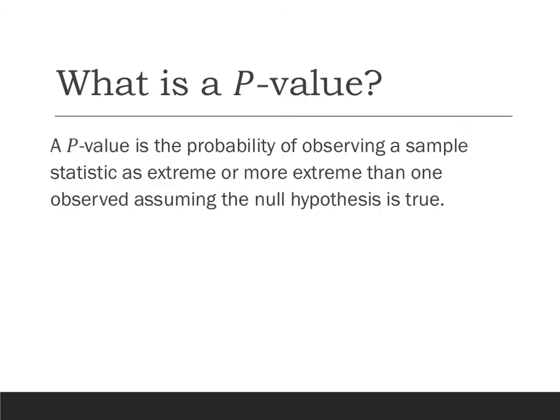All right, so here's our definition for a p-value. Again, just from our textbook, we're told that a p-value is the probability of observing a sample statistic as extreme or more extreme than one observed, assuming the null hypothesis is true. I feel like there should have probably been some commas in here, but we're going to break this down phrase by phrase, sometimes word by word, so that we can really understand what this definition means. The first word we see is probability, and that's what we're going to start with.